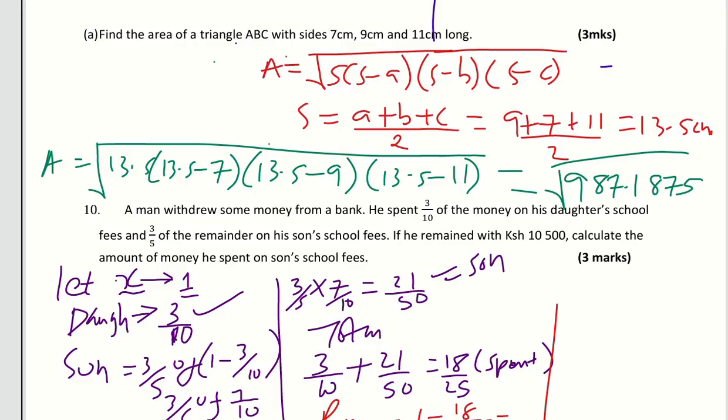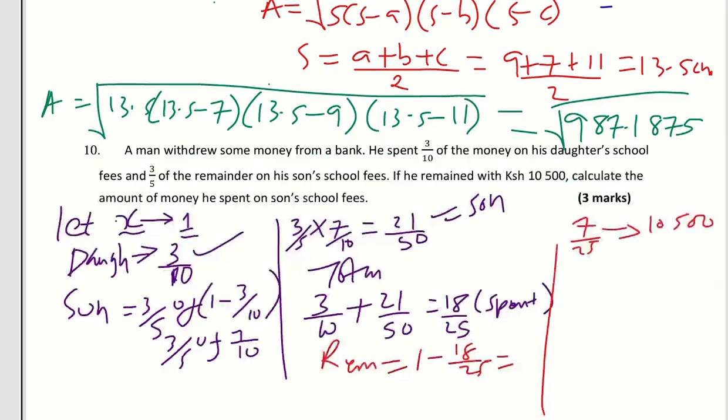This 7 all over 25 is equivalent to what remained, which is 10,500. What about now the amount of money which was spent on the son? You can decide to find the whole amount that was there, or simply go ahead and find the amount of money that was spent on the son, which in this case the son was represented by a fraction of 21 all over 50.